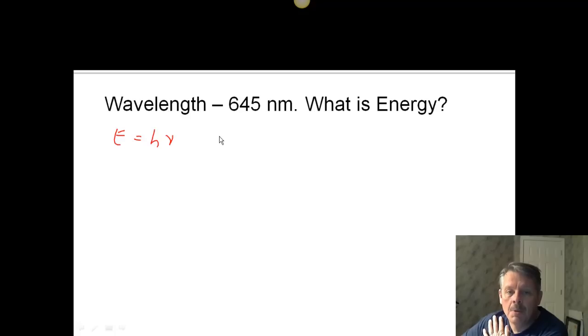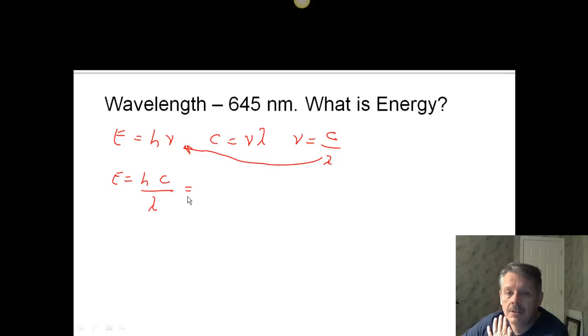And if you remember, we have speed of light is equal to frequency times wavelength. I do have wavelength. So frequency is equal to speed of light divided by wavelength. So I have to plug that in over here. So I get energy is equal to h times the speed of light divided by wavelength. Now, pause the video if you can plug in. You should be able to plug in now.